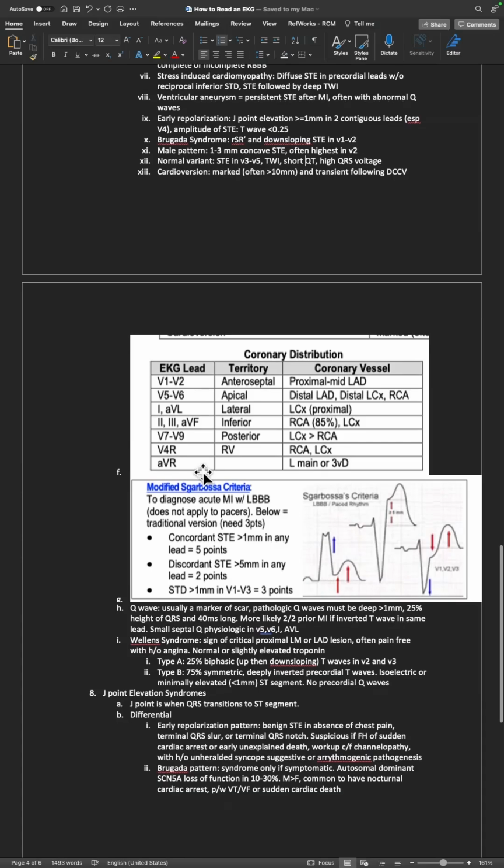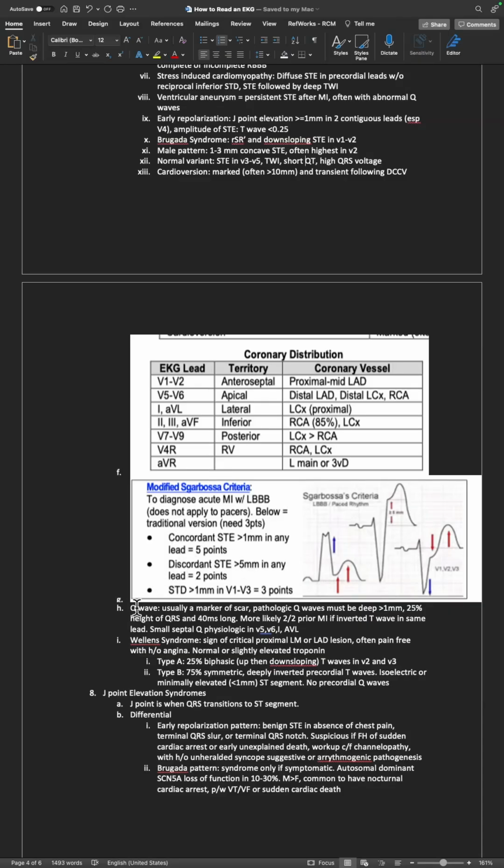So the Sgarbossa criteria is to diagnose acute MI in those with left bundle branch block. You will have a concordant ST elevation greater than 1 millimeter in any lead. So basically you'll have a QRS, and then you'll have the ST elevation greater than 1 millimeter in any lead. You can also have a discordant ST elevation greater than 5 millimeters in any lead. That'll be this one right here. So you see the QRS wave goes down and then this goes up. Greater than 5 millimeters, that is a sign of the left bundle branch block. And then you can also have ST depression greater than 1 millimeter in V1 to V3. You get 3 points here.